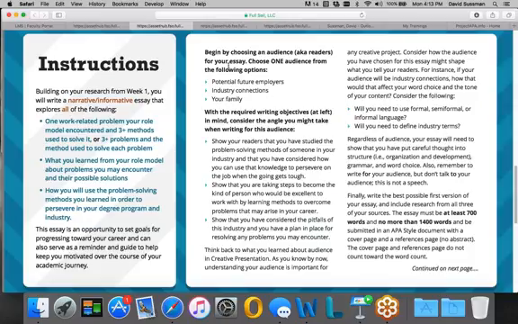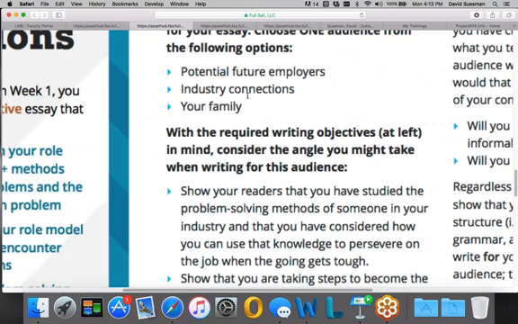Okay, so your first quiz question for the weekly check-in this week is going to ask you to identify which one of these three audiences. Let me blow this up. You have three choices here. You can choose potential future employers. That's similar to something we've encountered before in creative presentation.